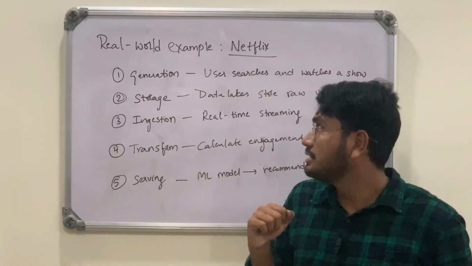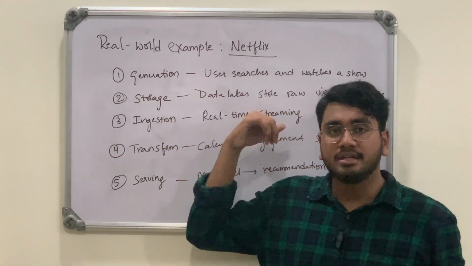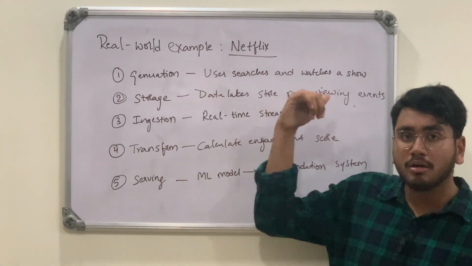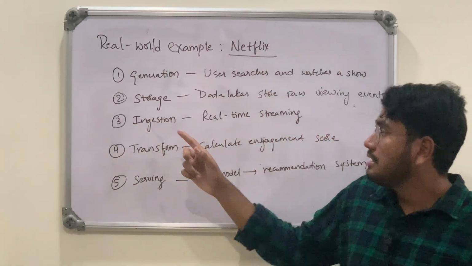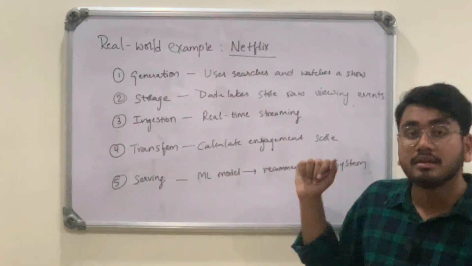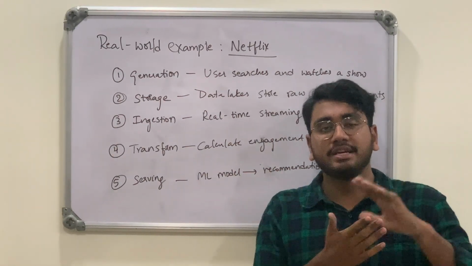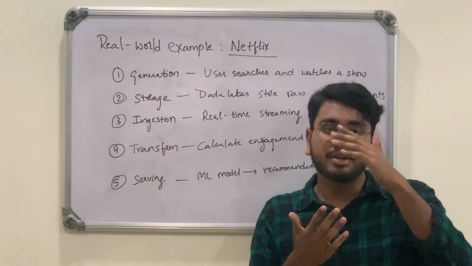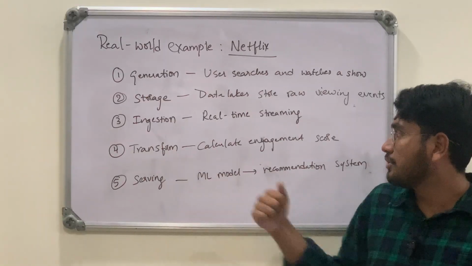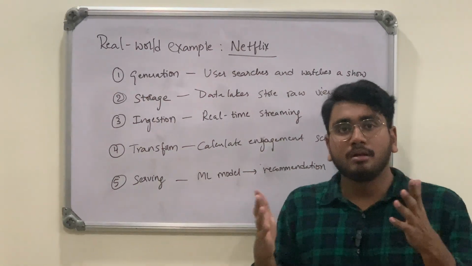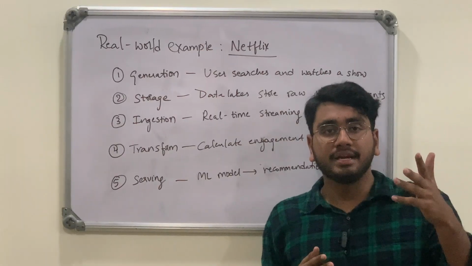Next is storage. Data lakes store raw viewing events. As you mentioned earlier, all that watching and searching is stored in data lakes. Ingestion, real-time streaming. So all the data related to the show is being sent in real time to your device, which you're able to view. The next is transform. So mathematical operations are performed and new features are created.